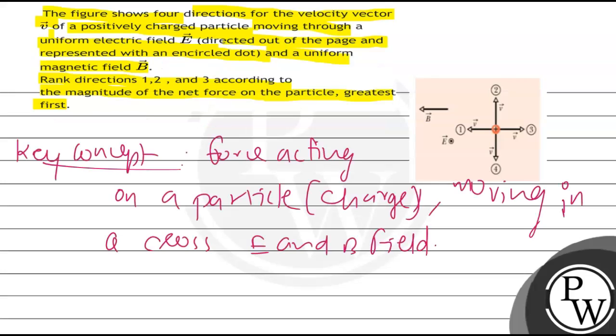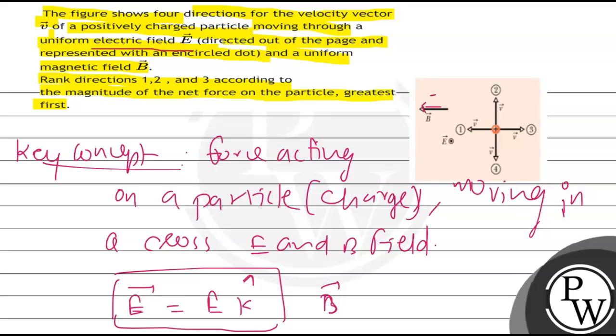In the question we are given that there is a uniform electric field E, which is directed in the positive k cap direction. That is, it is coming outward. This is the electric field vector. Here we can see that the magnetic field vector is in the negative i cap direction, so it can be written as B equal to minus B i cap. Now we are given four charges, charge 1, 2, 3 and 4, and their velocity vectors are also given.